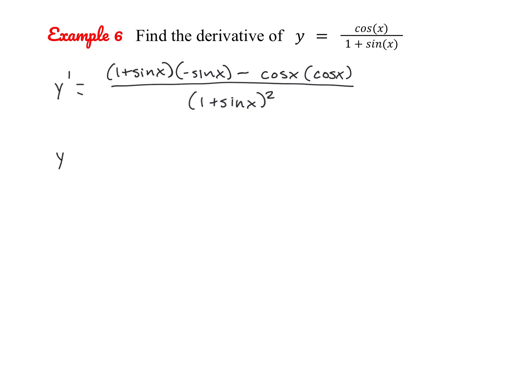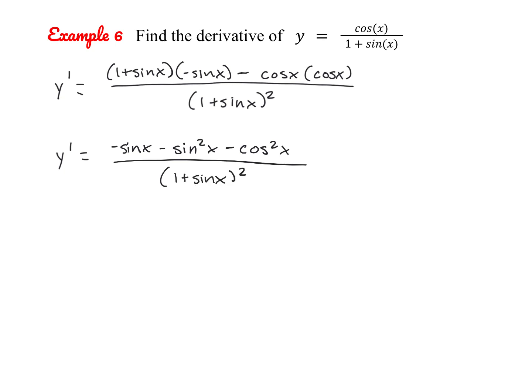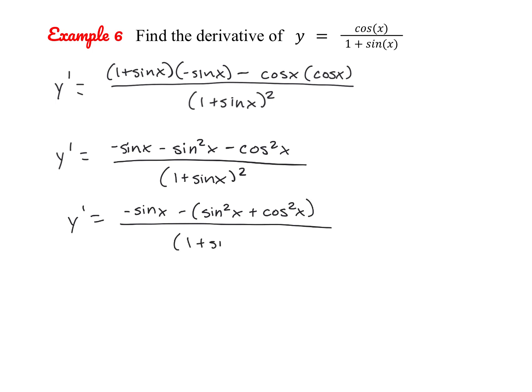So now let's just see if there's any way we can simplify this a little bit. If you distribute in this first term, we have negative sine of x minus sine squared of x minus cosine squared of x, all over 1 plus sine of x squared. Now here, if you really know your Pythagorean identities, you'll see that it might be nice to factor out this negative, and you're left with sine squared plus cosine squared, which is equal to 1.